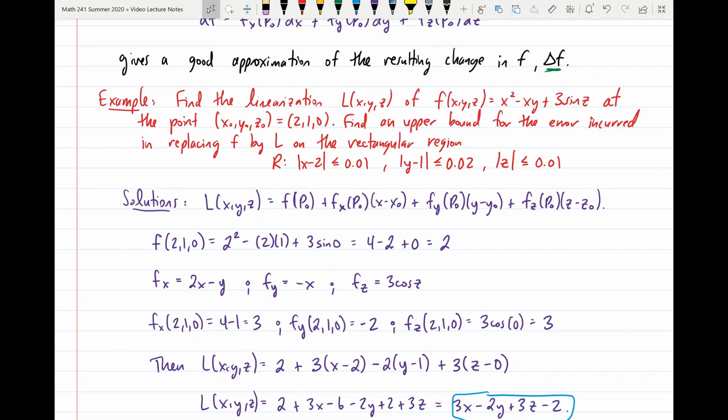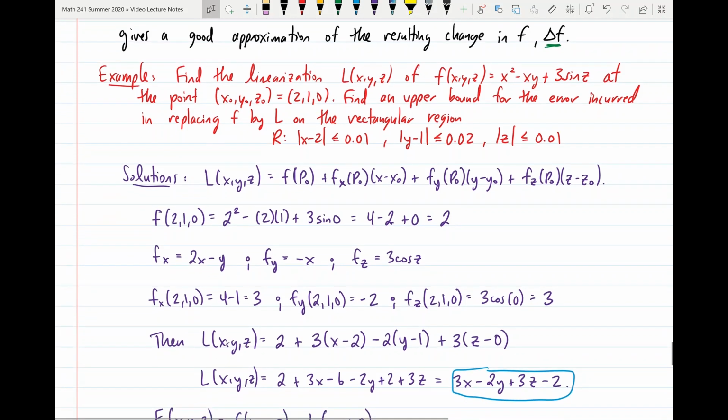And then the second part of the example will be to find an upper bound for the error incurred in replacing f by L on the rectangular region that is given by the absolute value of x minus 2 has to be less than or equal to 0.01. The absolute value of y minus 1 has to be less than or equal to 0.02.